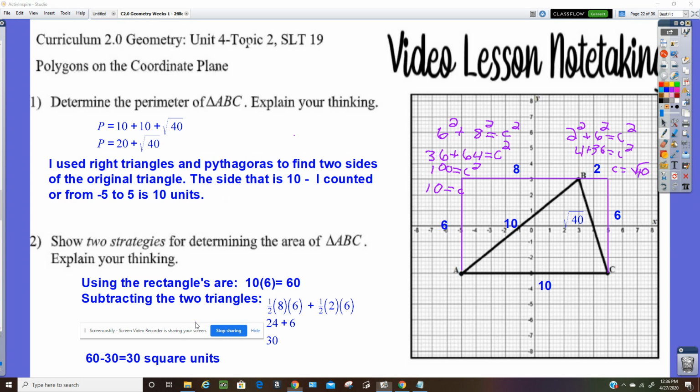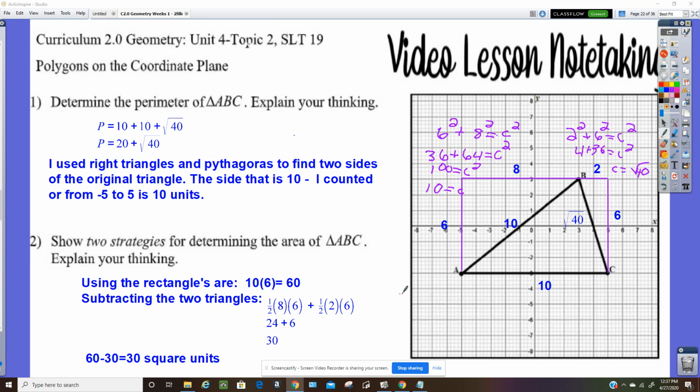So then the strategy to determine the area. They said show two strategies. Well, one, you could use the distance formula and find each one of these distances here. And that's to find the perimeter. And then the area would just be this base, and then you have to find this height from here to B. So you want the perpendicular height, which is this right here, 6.